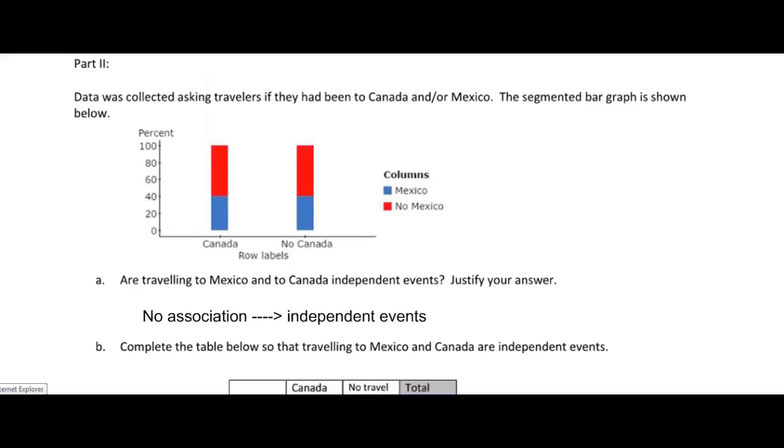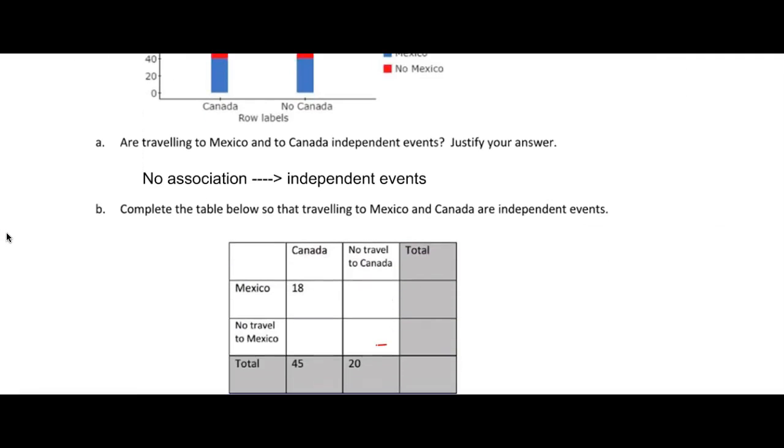Okay, so if we look here for part two, we were considering whether traveling to Mexico and to Canada were independent events. In class, we said there is no association, they're independent events. When we compare their segmented bar graphs, these are at the same height here. Whether or not you know that I went to Canada is not going to help you figure out if I also traveled to Mexico. Given this, we're going to use this property to fill out our contingency table.